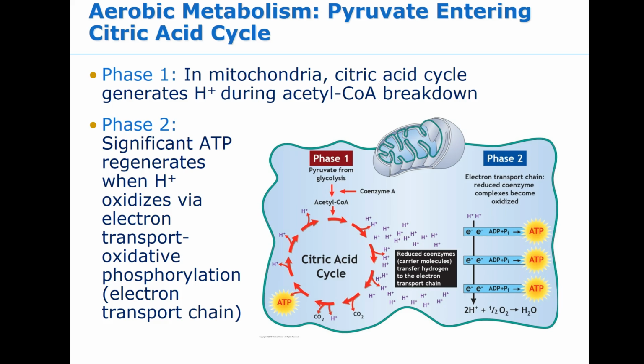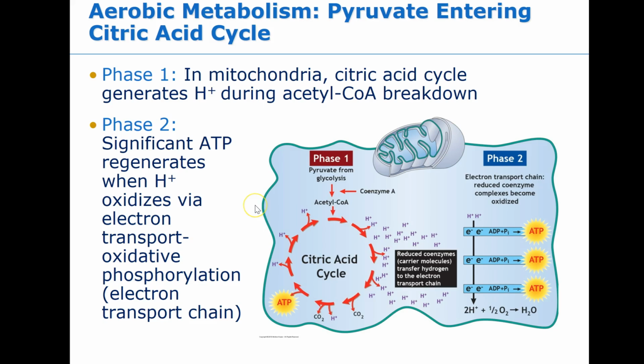So phase 1 of the citric acid cycle occurs within the mitochondria. Remember, the previous two energy systems replenished ATP in the cytosol, or in the cytoplasm of the cell. The citric acid cycle occurs within the mitochondria, the powerhouse of the cell, in order to generate hydrogen during the acetyl-CoA breakdown. So phase 1 looks like this.